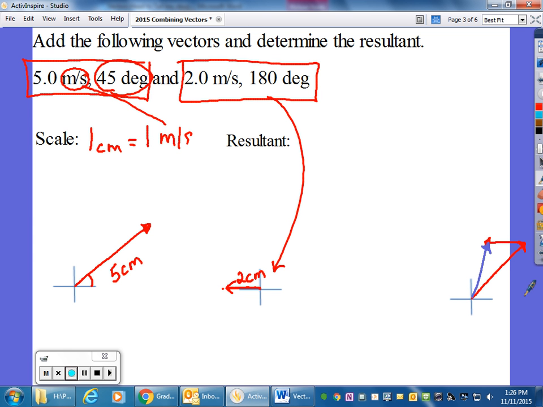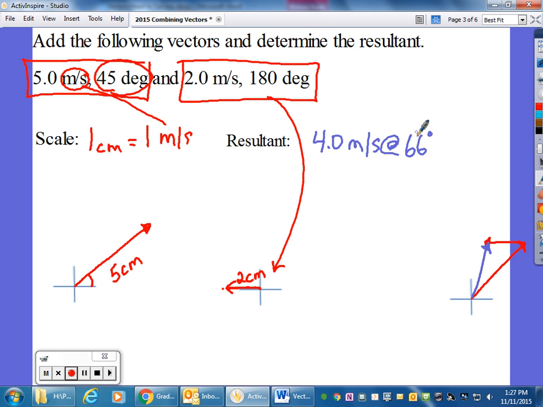And this particular one, I got a 4 centimeter line when I measured that, and I got 66 degrees. So I would report my resultant vector up here at 4.0, convert it back into the units that you started with. So before, meters per second, use my @ symbol, and it would be 66 degrees. Again, this comes from your ruler, this came from your protractor.